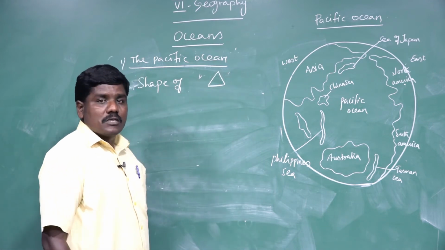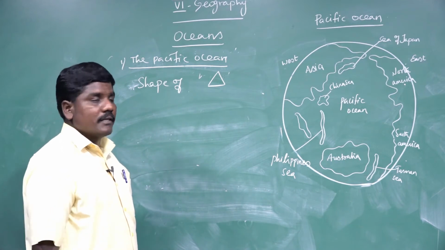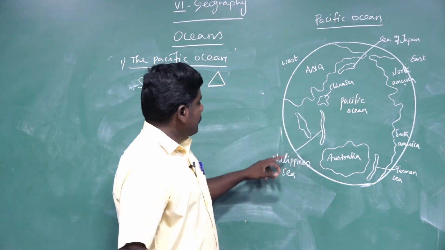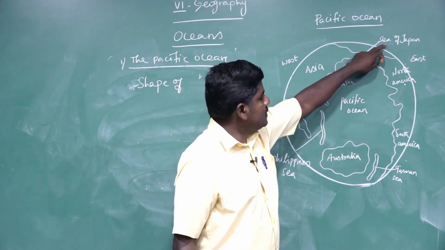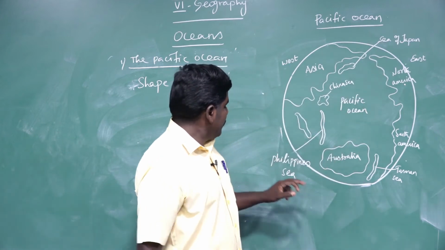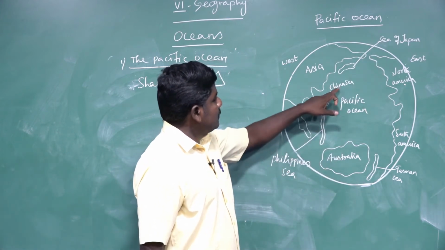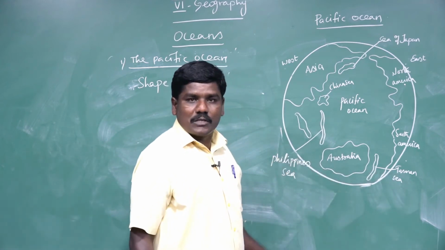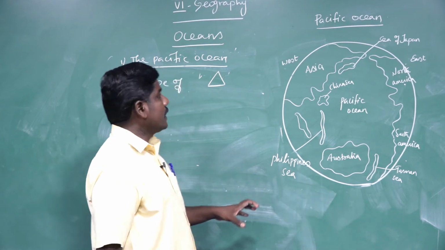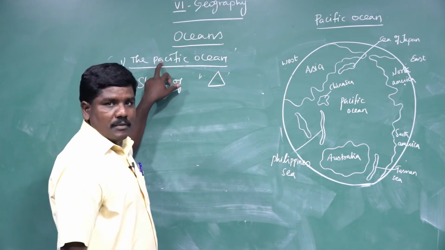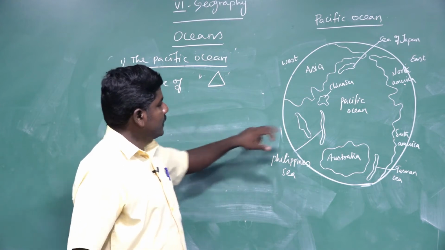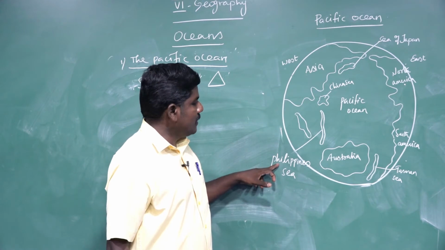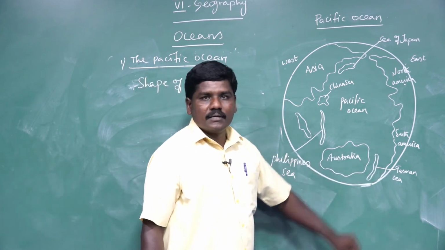Some marginal seas are found in the Pacific Ocean, such as the Sea of Japan, the Philippine Sea, the China Sea, and the Tasman Sea.